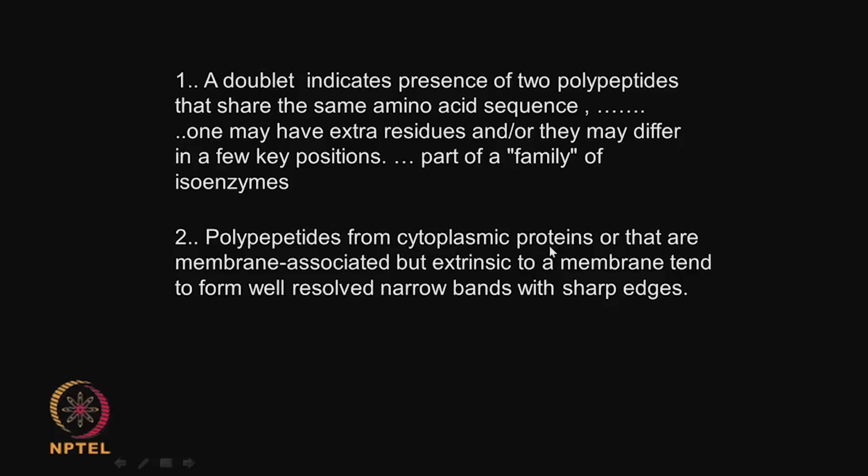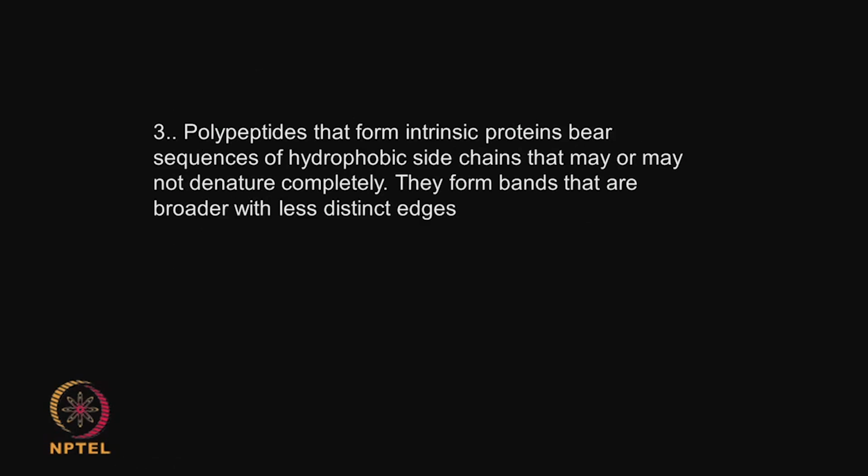Polypeptides from cytoplasmic proteins, or that are membrane associated but extrinsic to a membrane, tend to form well-resolved narrow bands with sharp edges. So, ideally we should see narrow bands with sharp edges, then we can say they are cytoplasmic proteins. Polypeptides that form intrinsic proteins bear sequences of hydrophobic side chains that may or may not denature completely. So, they will form bands that are broader and the edges will be less distinct.